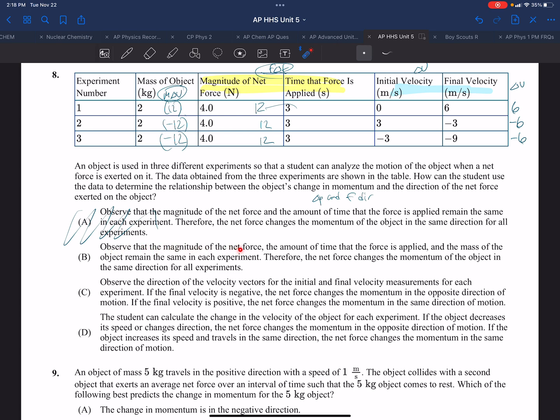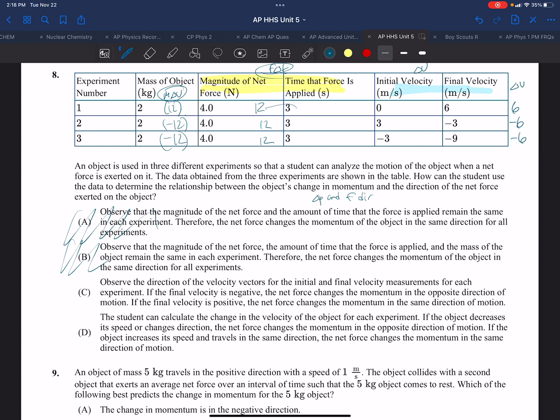Next option: observe the magnitude of the net force, the amount of time, and the mass of the object remain the same in each experiment. Okay. Therefore, the net force changes the momentum of the object in the same direction for all experiments. So again, we see the net force doesn't change them all the same. So it's not even a true statement.